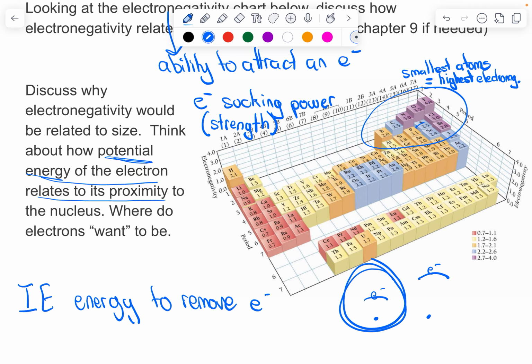You'll also notice it's related to ionization energy. The things up here that are really good at attracting electrons, they have really low ionization energies because they don't want to give those electrons up. So the electrons are very difficult to be removed. So they have high ionization energies, but are very good at attracting additional electrons.